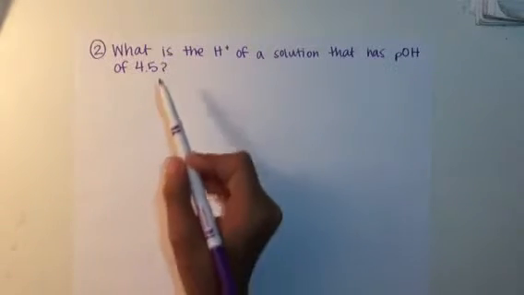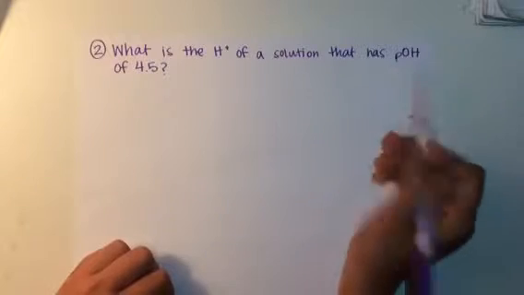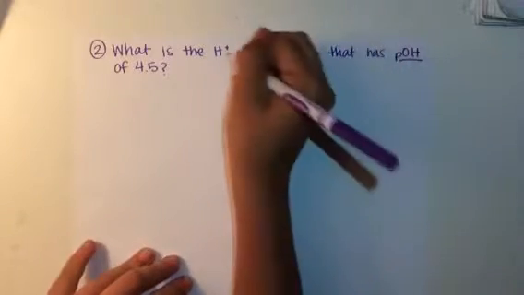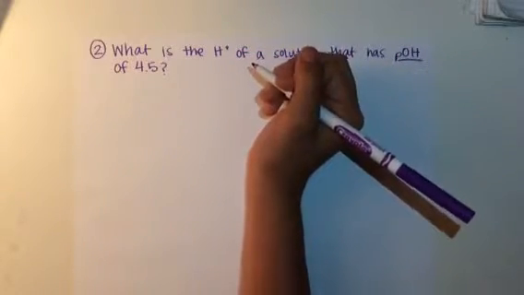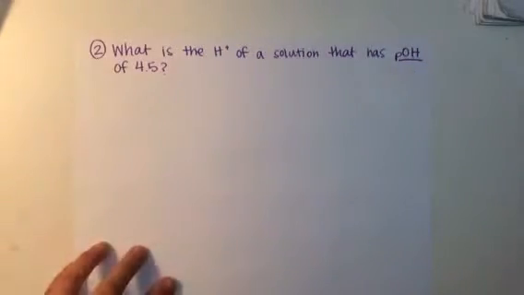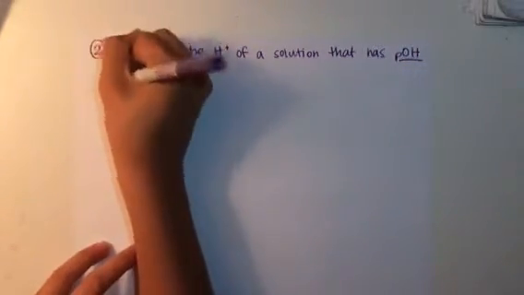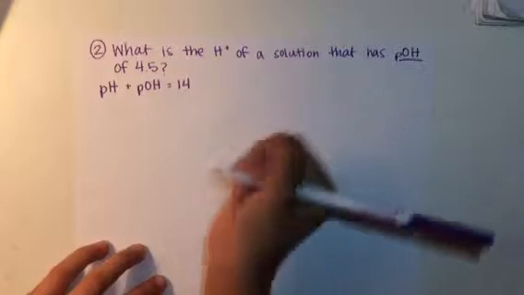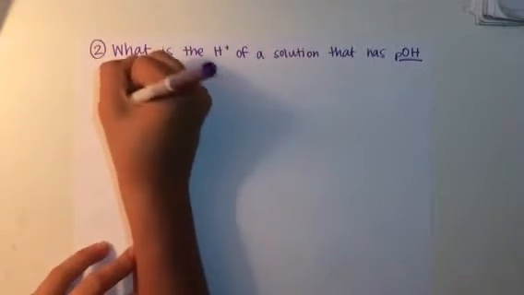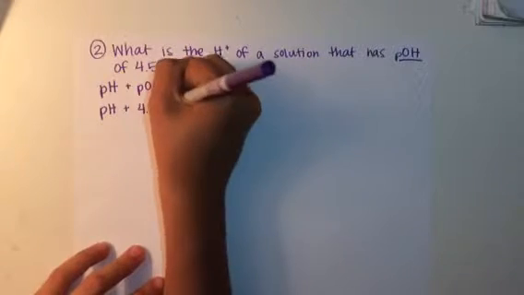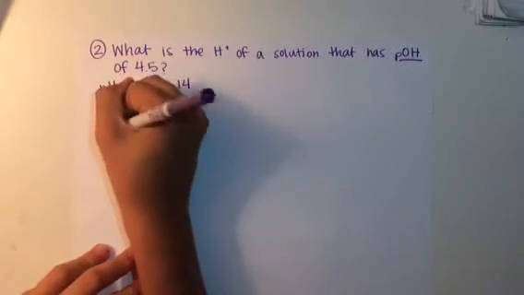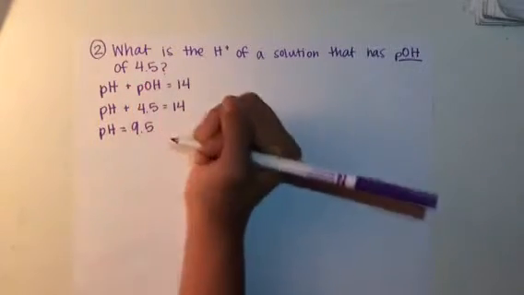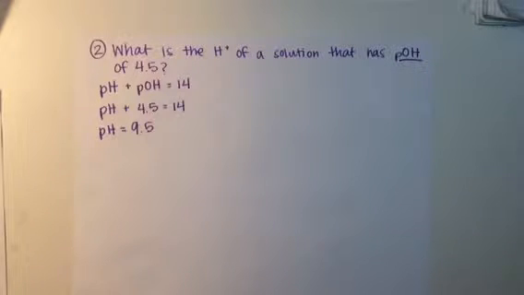Okay, so this problem is asking: what is the positive charge of a solution that has a pOH of 4.5? So in order to go from pOH to a positive charge, the first thing we need to do is take our pOH and convert it to pH. The formula to do that is pH plus pOH equals 14. So now we're going to plug in our pOH. pH plus 4.5 equals 14, which will then lead us to believe that the pH of this is going to be 9.5.